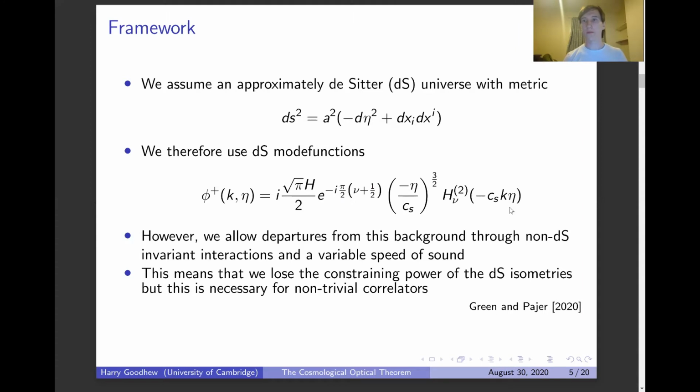So just to briefly outline the framework that we work in, we assume an approximately de Sitter universe, and this means that we take the de Sitter metric and the de Sitter mode functions, which are shown here. Nu is a constant that depends on the mass of the scalar field, and we then, however, allow departures from de Sitter through non-de Sitter invariant interaction terms, as well as by breaking boosts through the introduction of a speed of sound that differs from the speed of light. This therefore means that we've lost the very powerful constraints that are imposed by de Sitter isometries on the correlators. However, this loss of power is necessary to have non-trivial correlators, as was shown by Green and Pajer.